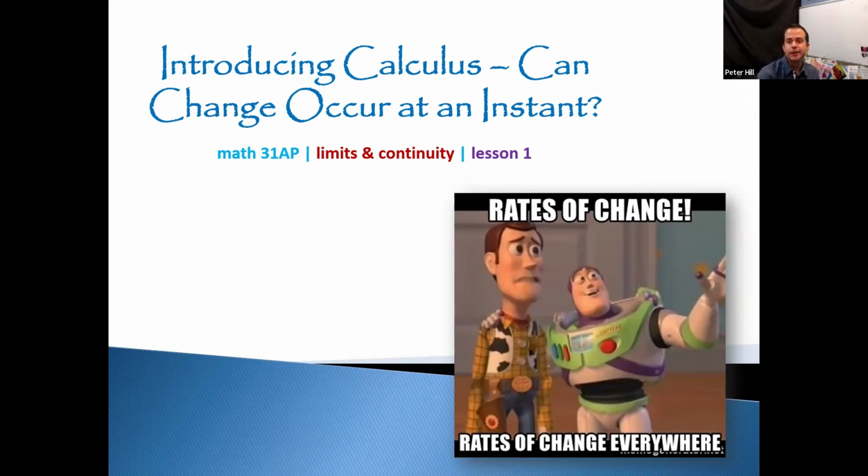This is called Introducing Calculus. Can change occur at an instant? I am super excited to walk through this calculus journey with you. What I want you to really focus on as we go through this journey is the familiarity. Today, we're going to introduce some concepts to you, but at the end of the day, there's nothing mathematically that I'm going to do with you right now that you didn't do in grade 10.